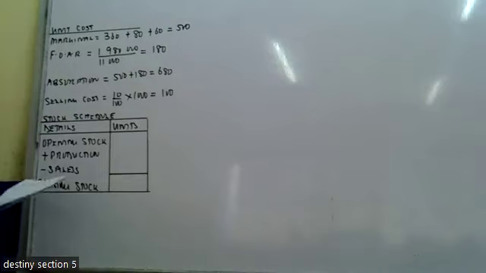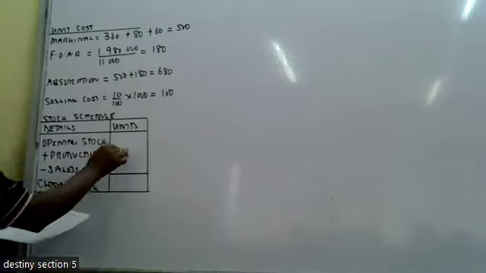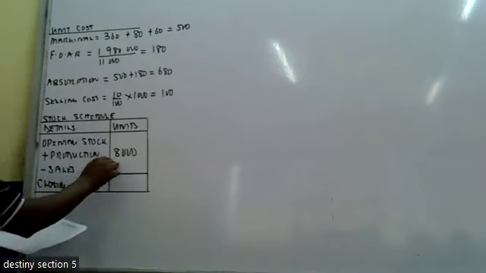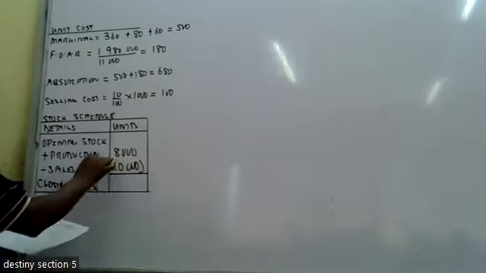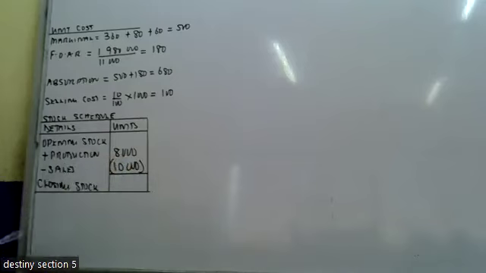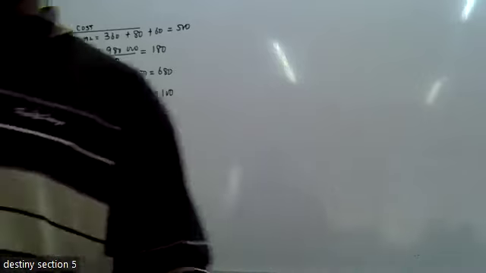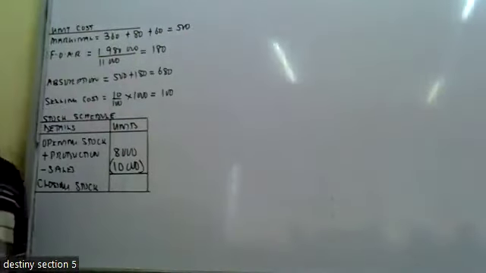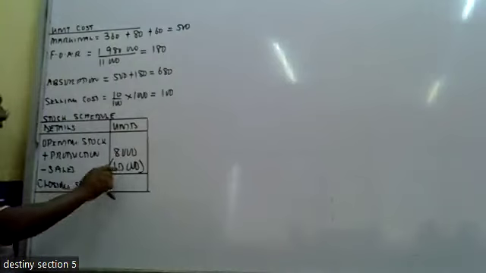Let's record. Opening stock, we are not told. Production, we are told it is 8,000. But sales, we are told it is what? 10,000. We are also not told about the closing. Now, I told you, you cannot sell more than what you have produced. And if that has happened, it means you had opening stock. So the difference here is 2.